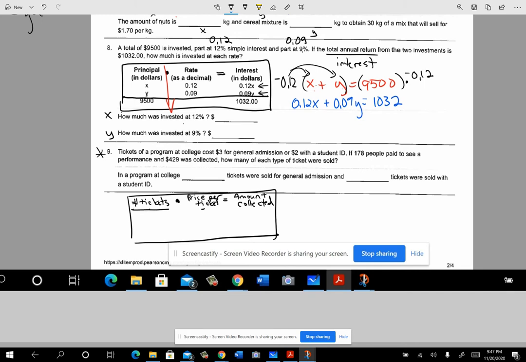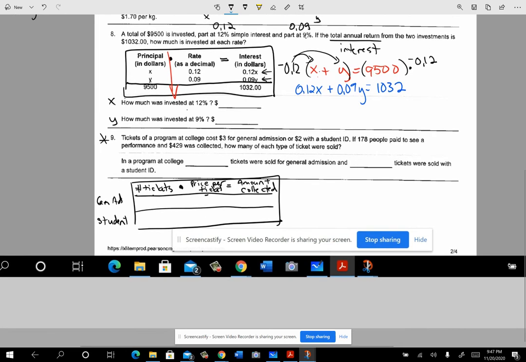Okay, and then they're dealing with two types of tickets, right? You got general admission, and then you have the student tickets, right? So that's what our two rows are going to be, general admission and the student tickets. So all we got to do is figure out where to put everything. Let's see if I can move this up a little bit more. And then I'm going to have a last column. This is like, in my mind, where the mixture would go. You'll see what I mean in a minute. Okay, so there's the chart. They just didn't create that for us.